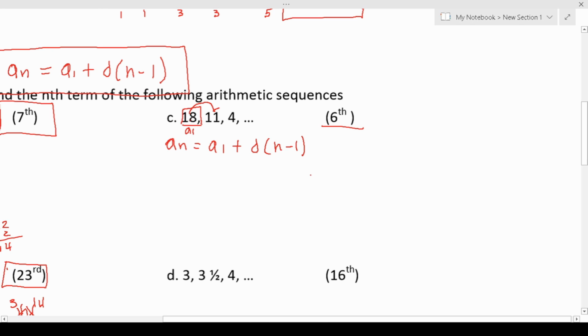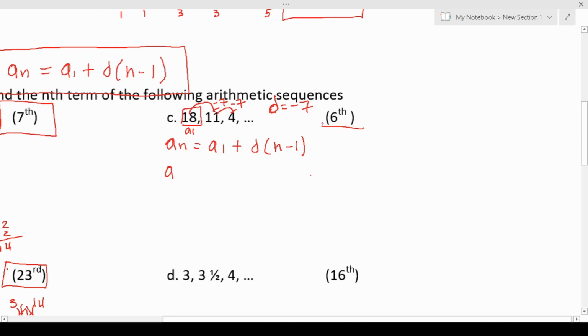That is what takes you from 18 to 11 in this case. That's going to be -7, and to go from 11 to -4, we can see we're going to have to subtract by 7. So the common difference, or d in this case, is -7. All right, now that we've identified everything, let's go ahead and plug it in.